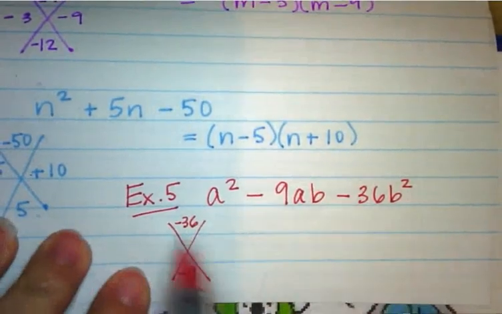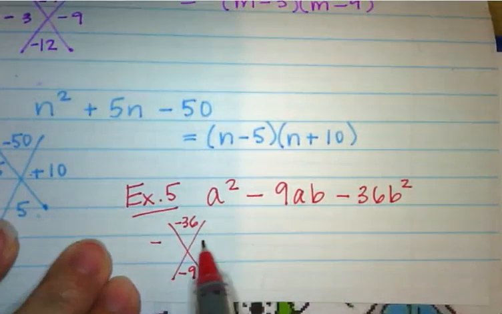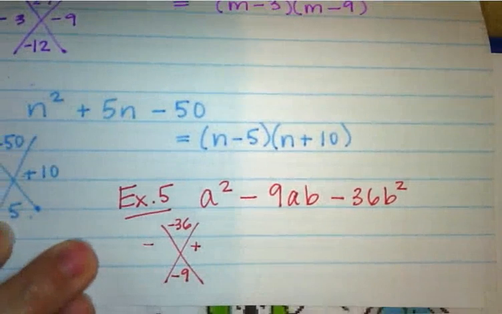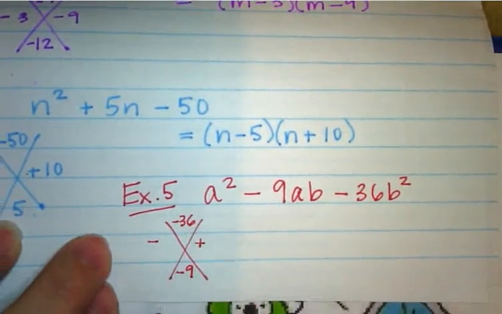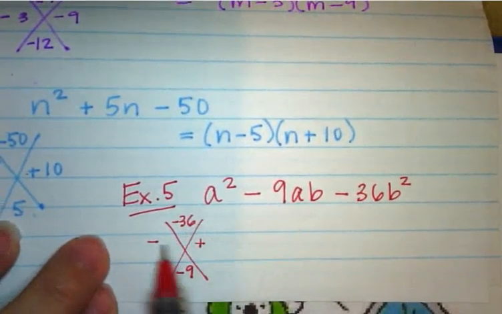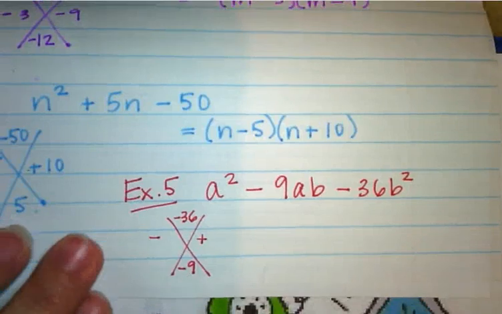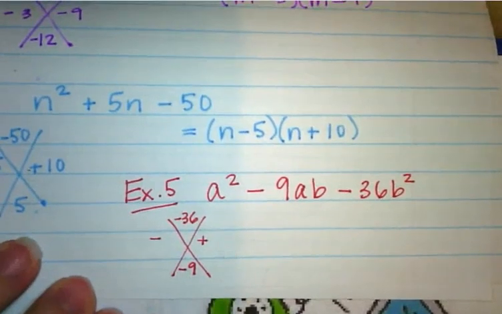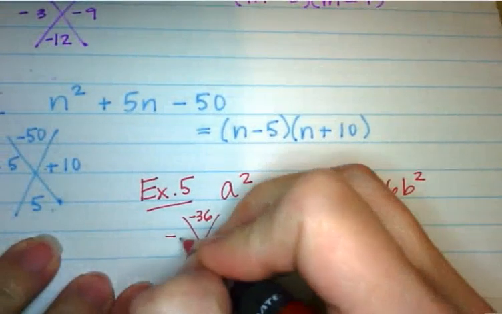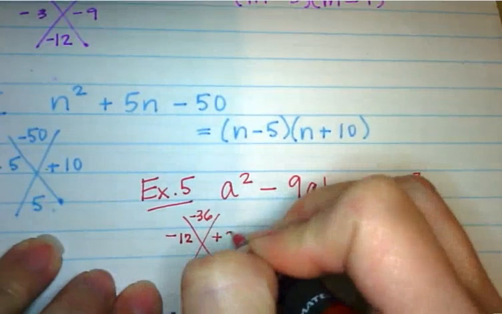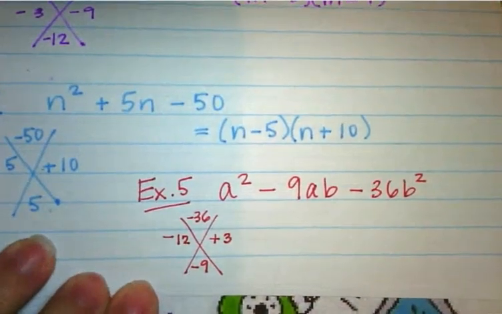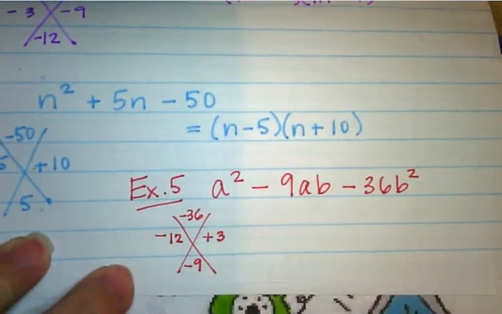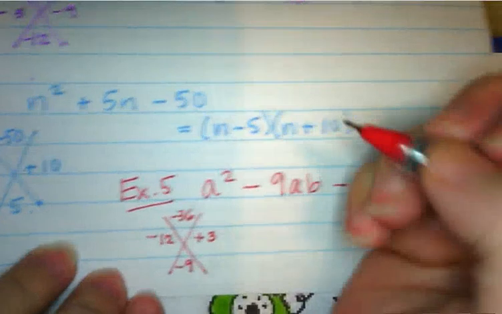So, since I'm multiplying and getting a negative, I know one of them has to be negative and one of them has to be positive. And when I think of factors of 36, I think 6 and 6, but that wouldn't give me negative 9. I'm thinking 4 and 9, but that wouldn't give me negative 9. But if I did negative 12 and 3, that would give me negative 9 when I add them together and negative 36 when we multiply.